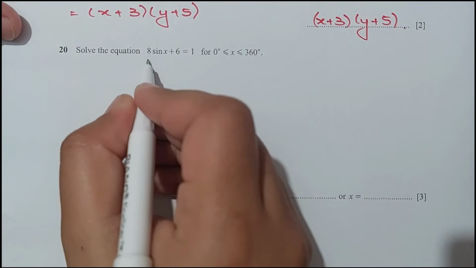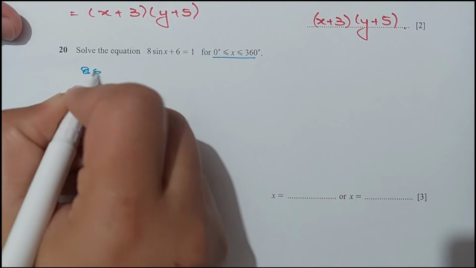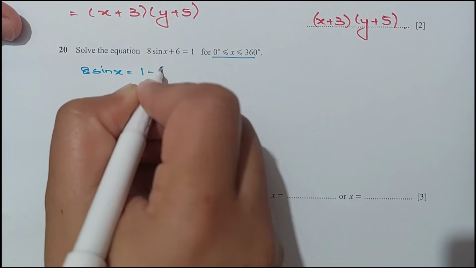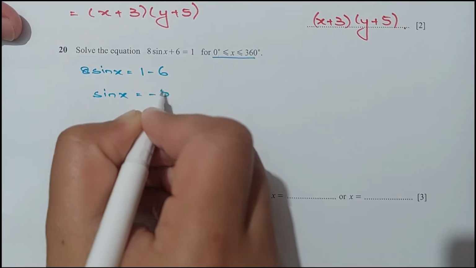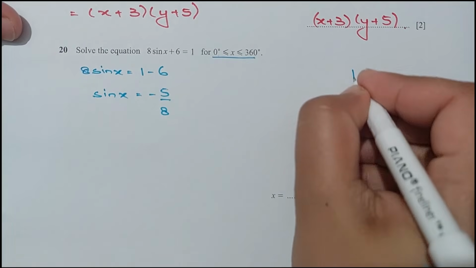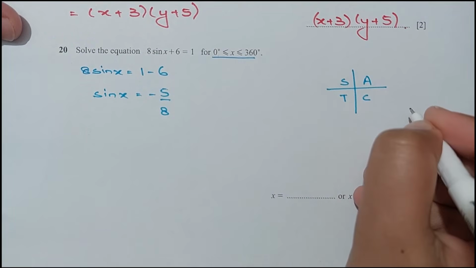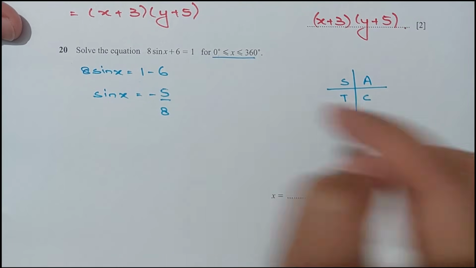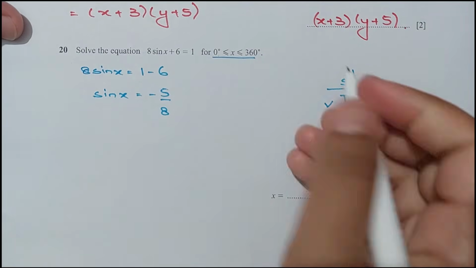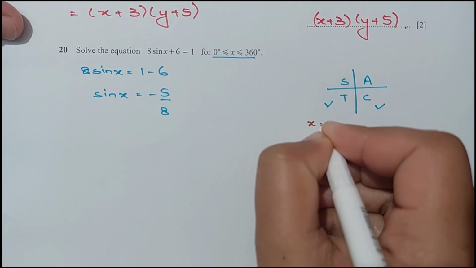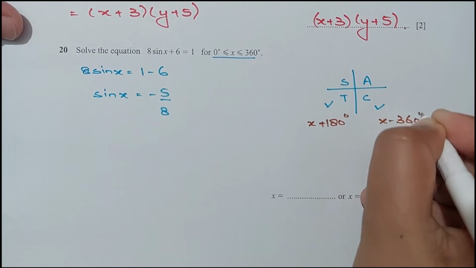Question number 20. Solve this equation for x between 0 and 360 degrees. We can say 8 sine x is 1 minus 6, so sine x is going to be minus 5 over 8. Here sine is negative. Using the CAST rule: sine is positive in the first and second quadrants, and negative in the third and fourth quadrants. For the third quadrant we use x plus 180 degrees and for the fourth we use 360 minus x.